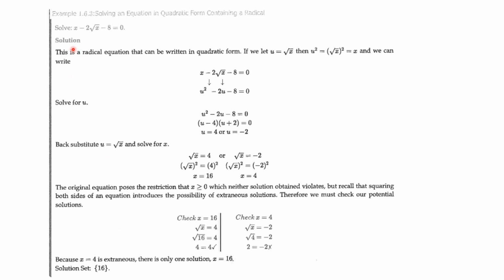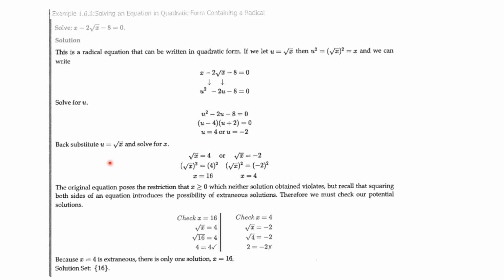Let's consider another example. Consider solving x minus 2 square root of x minus 8 is equal to 0. Now, if we let u equal the square root of x, then u squared is equal to the square root of x whole squared, which equals x. So we can write the original equation x minus 2 square root of x minus 8 equals 0 as u squared minus 2u minus 8 equals 0. Well, this then can factor into u minus 4 times u plus 2 equals 0. So u is equal to 4 or u is equal to minus 2.